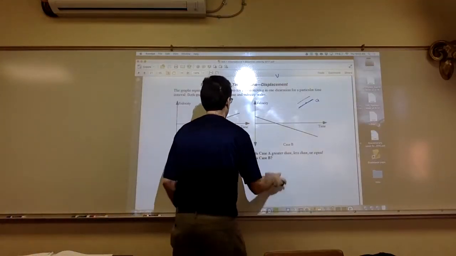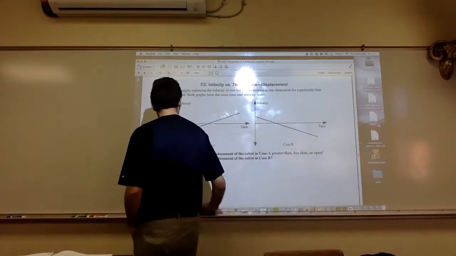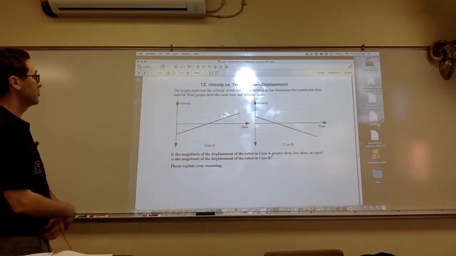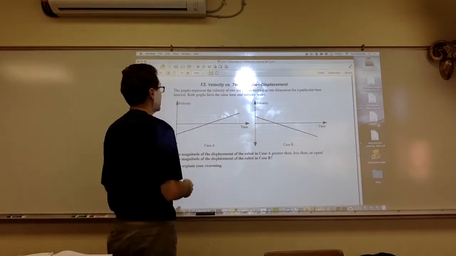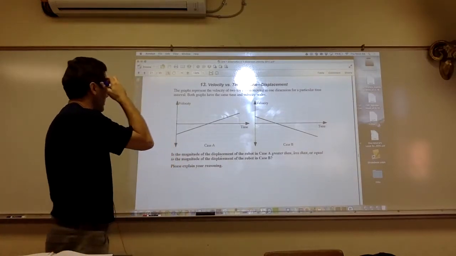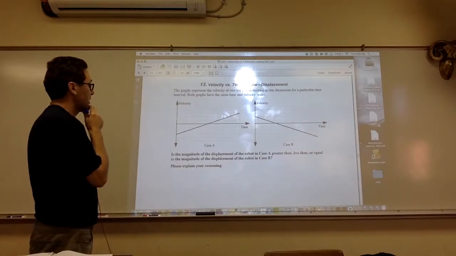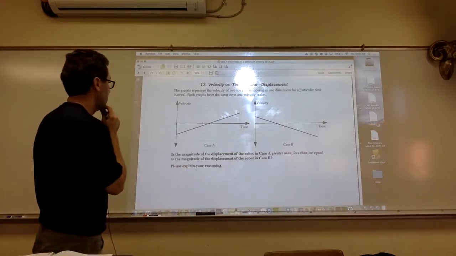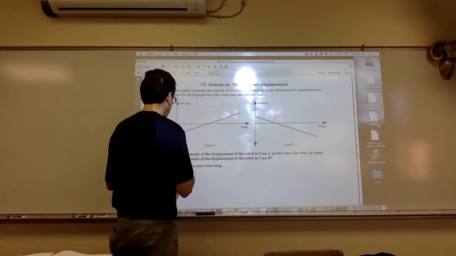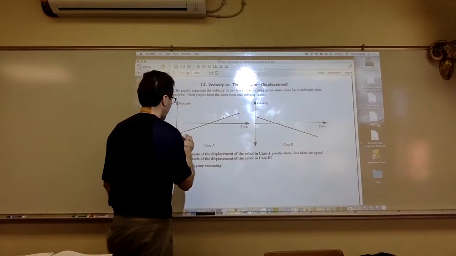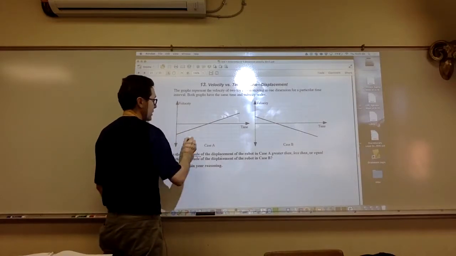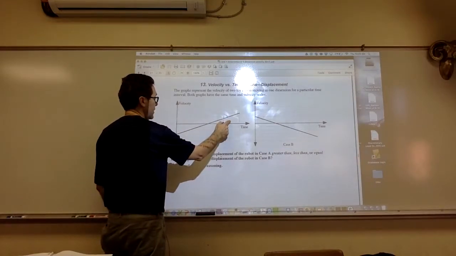All right, let's look at number 13. The graphs represent the velocity of two toy robots moving in one dimension for a particular time interval. Both graphs have the same time and velocity scales. Is the magnitude of the displacement of the robot in case A greater than, less than, or equal to that in case B? Okay. So if you want to find the magnitude of displacement, we have to find the displacement here, turn it into a positive because it says magnitude, find the displacement here, and add them together.